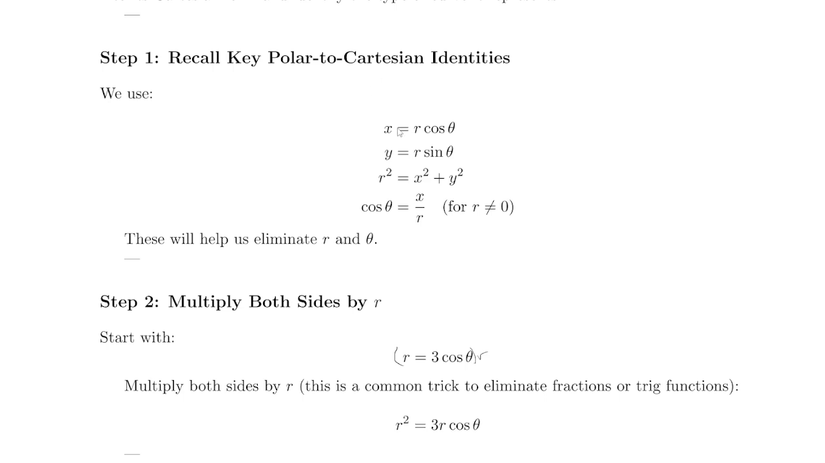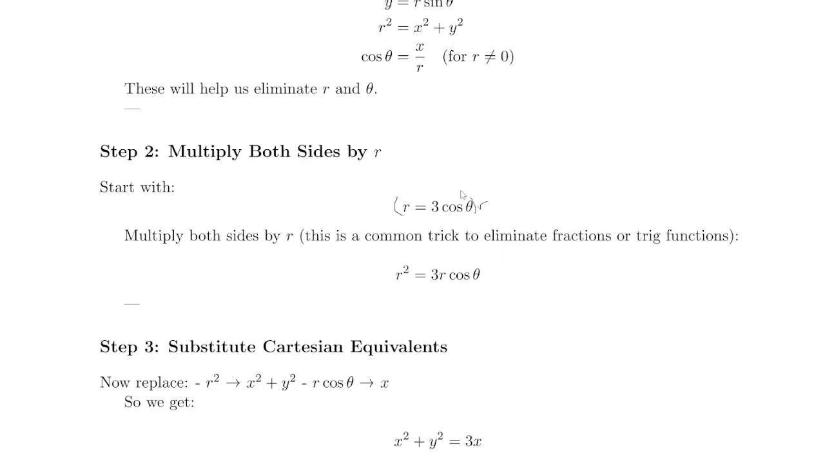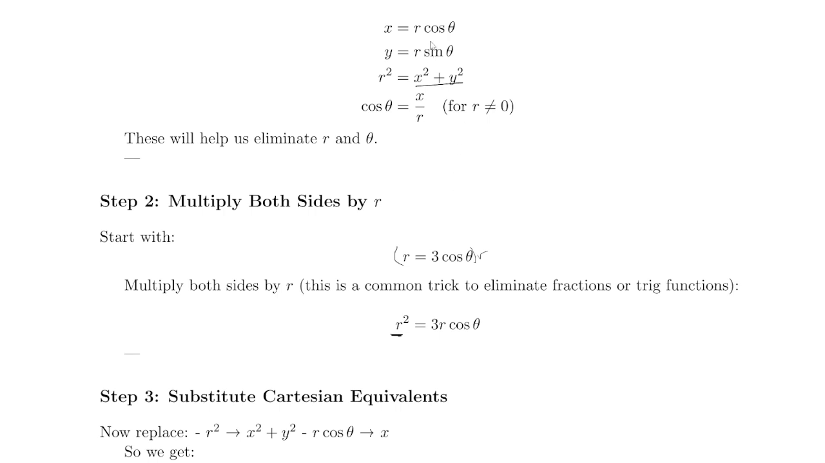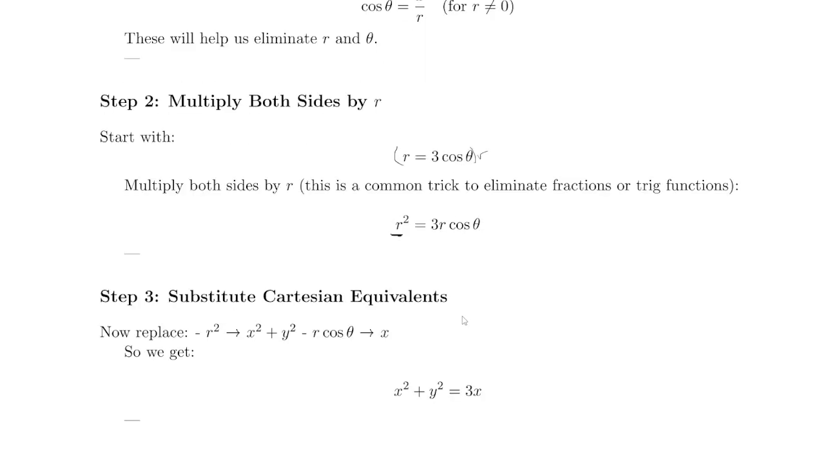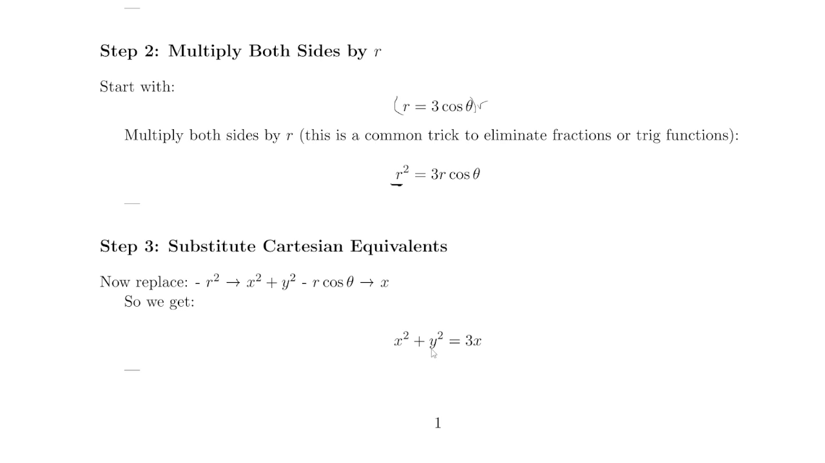And now I can make a substitution. So r squared, that's just x squared plus y squared. And then 3r cosine theta, well, r cosine theta is x, so that's just 3x. So we have x squared plus y squared is equal to 3x.